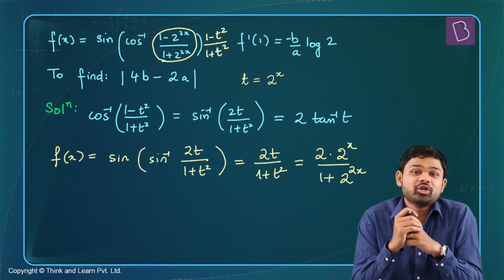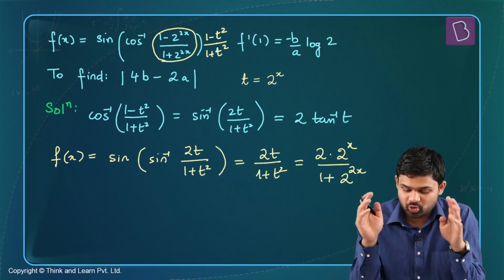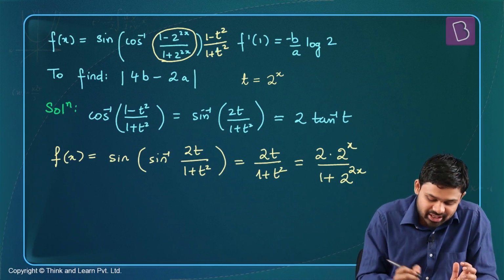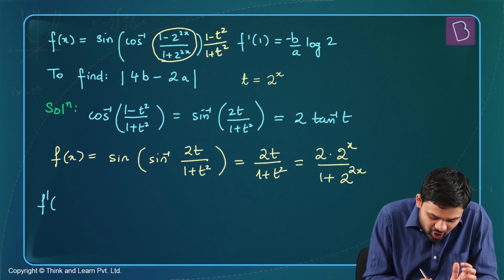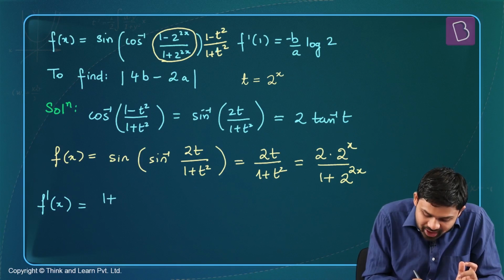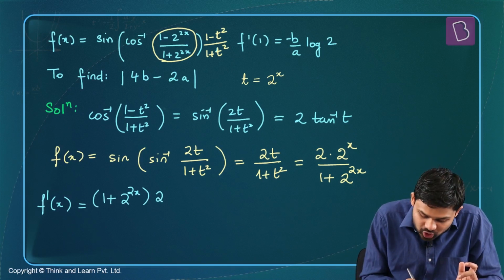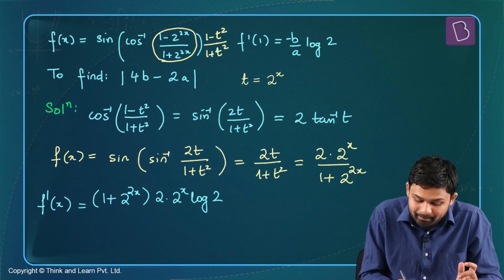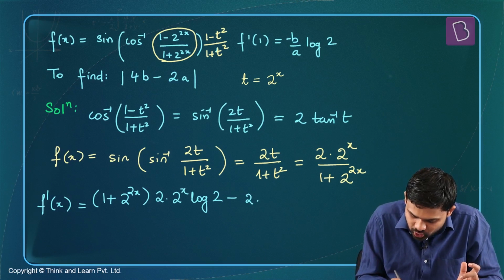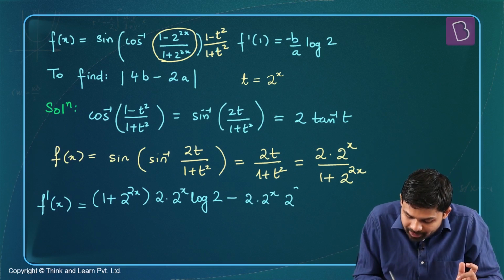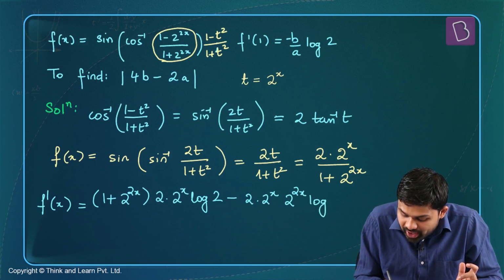Okay, so f of x is 2 into 2 to the power x divided by 1 plus 2 to the power 2x, a very nice looking expression, and I am now going to differentiate this expression. So what is f dash of x? Well, I am going to use the quotient rule of differentiation. 1 plus 2 to the power 2x, the denominator as it is. Differentiate the numerator, 2 into 2 to the power x log of 2. Minus the numerator stays as it is, 2 into 2 to the power x, and differentiate the denominator, which is going to be 2 to the power 2x into log 2.